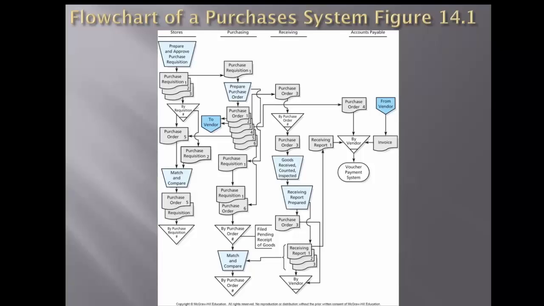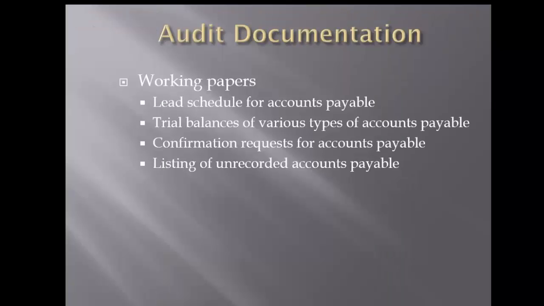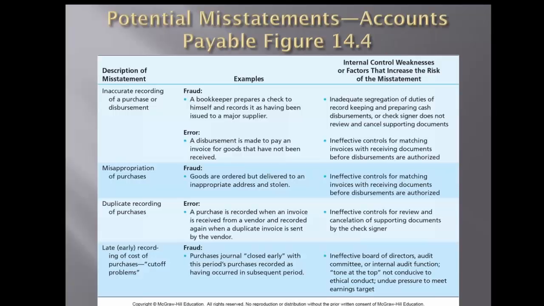Okay, so I'm not going to go through this, but the idea here is that as auditors we want to document the process. An appropriate way to document the process is through a flow chart. We can also use narratives, and we can also use questionnaires. But I would suggest that the highest quality documentation of our understanding of internal controls is the flow chart. In the working papers, we want a lead schedule for accounts payable, the trial balance for various types of accounts payable, confirmation requests for accounts payable, and the listing of unrecorded accounts payables.